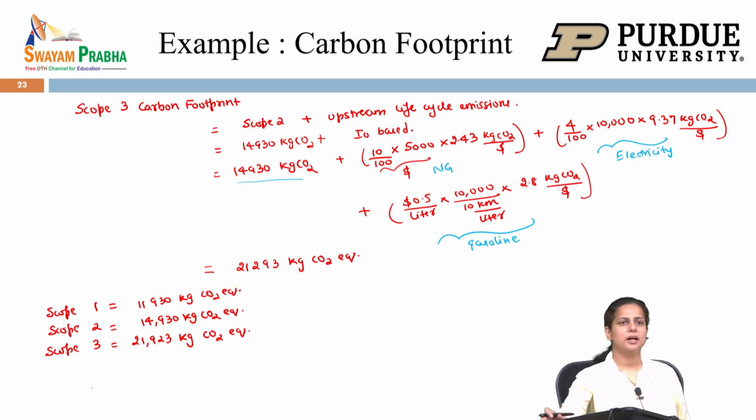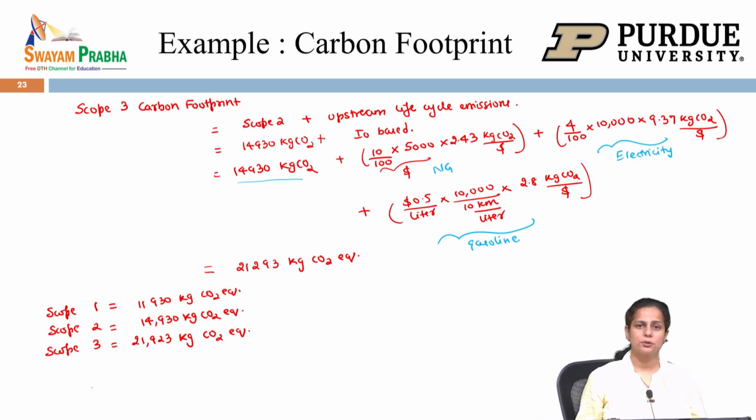So, you can see that whenever we are calculating carbon footprint, when we start doing the scope 3 calculation, the carbon footprint significantly increases. So, if you are focusing on improving the carbon footprint of your product and process, you definitely need to also account for the scope 3.